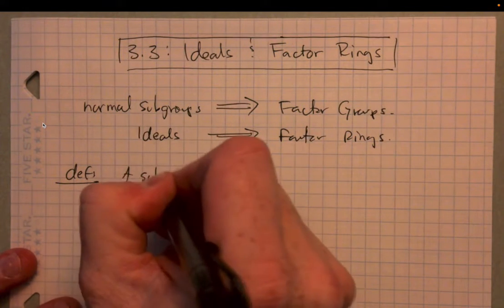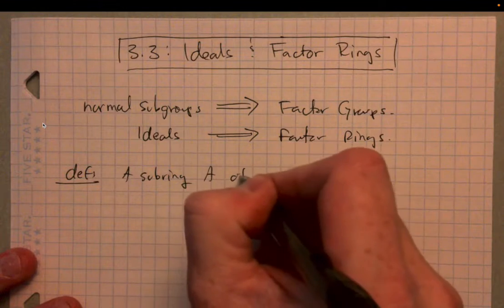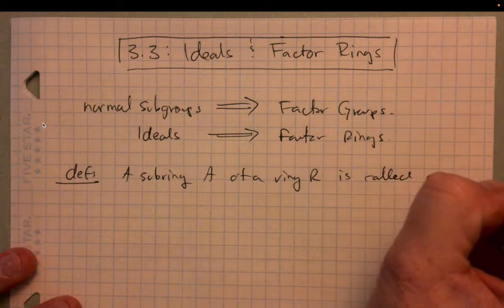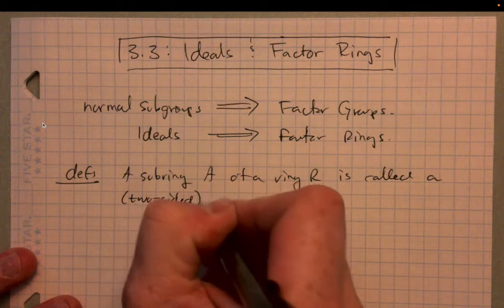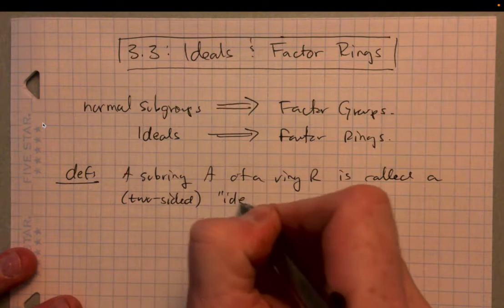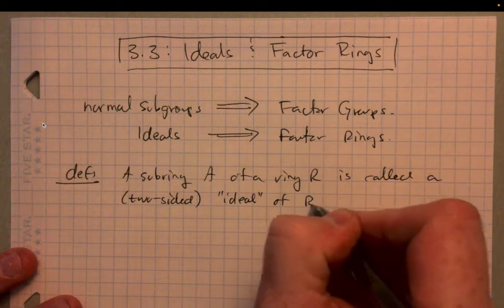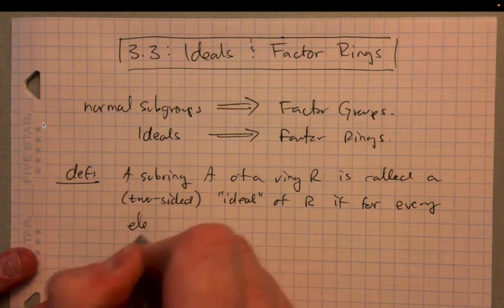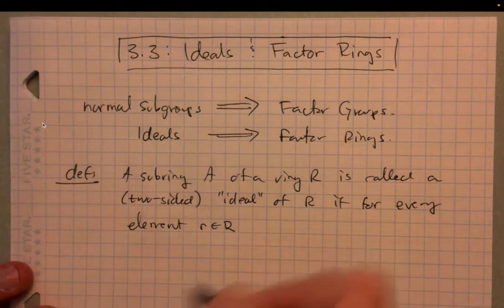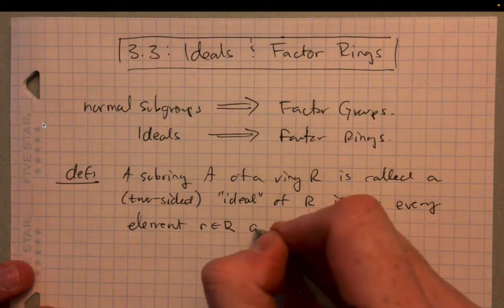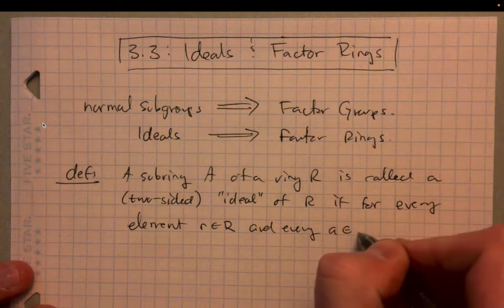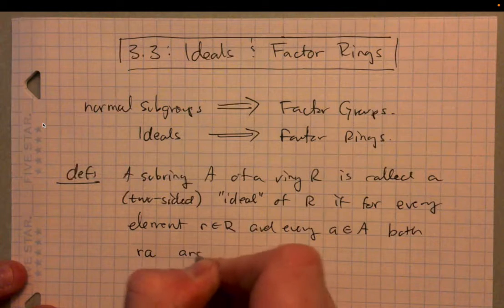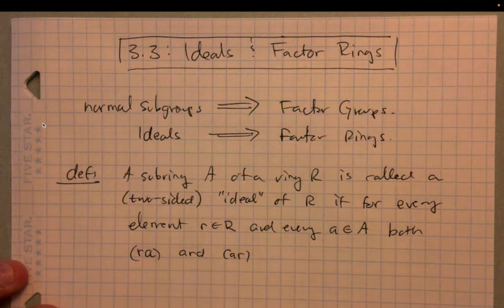A subring A of a ring R is called, and we'll say two-sided, a two-sided ideal of R if for every r in R, every element in the ring, and every a in the subring A, both ra and ar are in the subring.